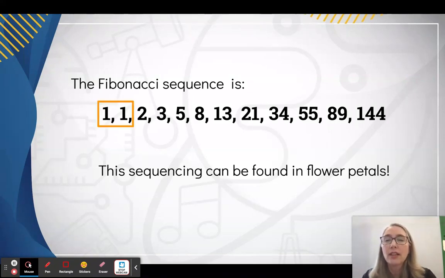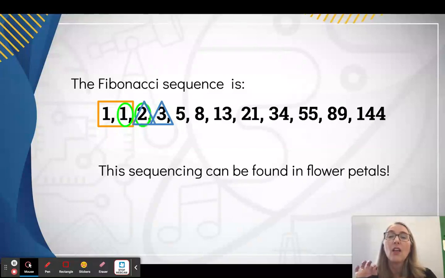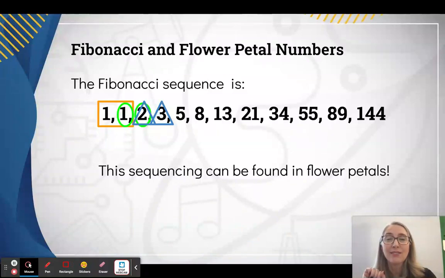He noticed that if you had 1 and 1 and added them together, that they made 2. But then if you took the 2 and you added the previous number, 2 plus 1, you got an answer of 3. If you took 3 and you added the previous number, 3 plus 2, you got 5, and so on. So this sequencing can actually be found in flower petals.